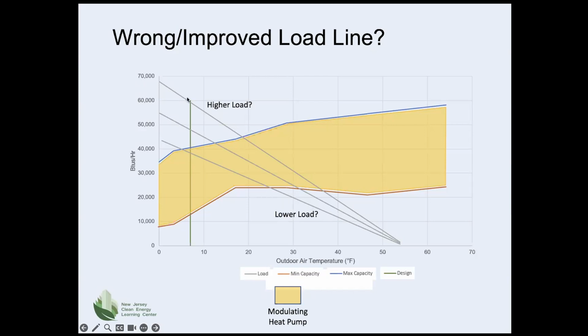This works as far as meeting the design load at the coldest day of the year. However, when you get up to the warmer temperatures, say above here, 28, 26 degrees, now your short cycling problem has even increased because you have the same heat pump with a lower load, and it shifts the whole load line to the left. And now you're going to short cycle at a lower temperature.